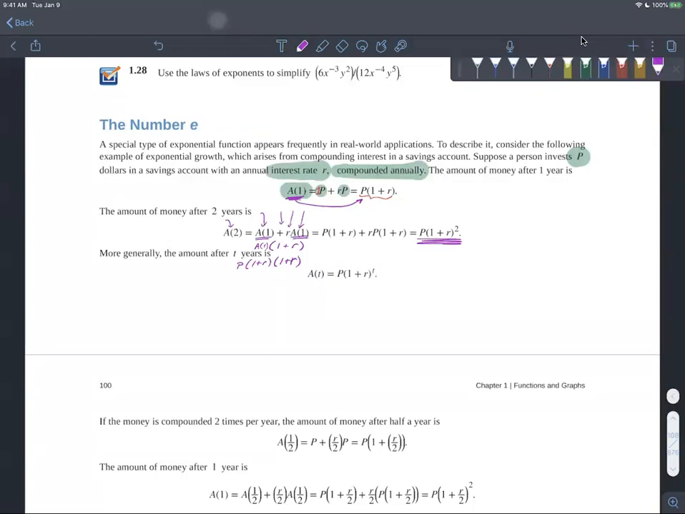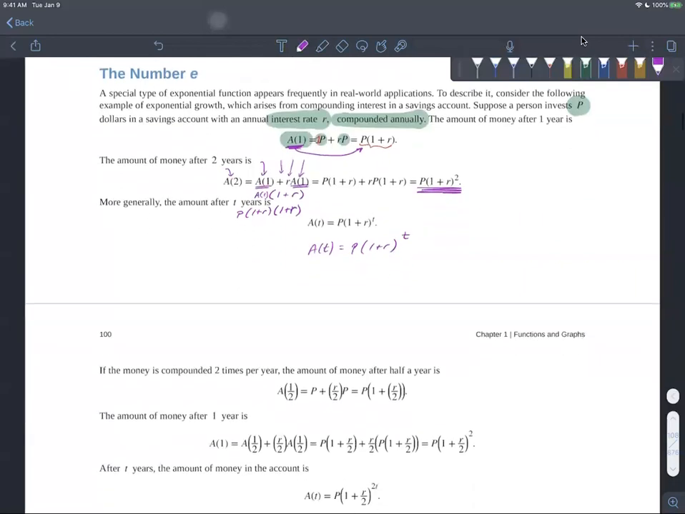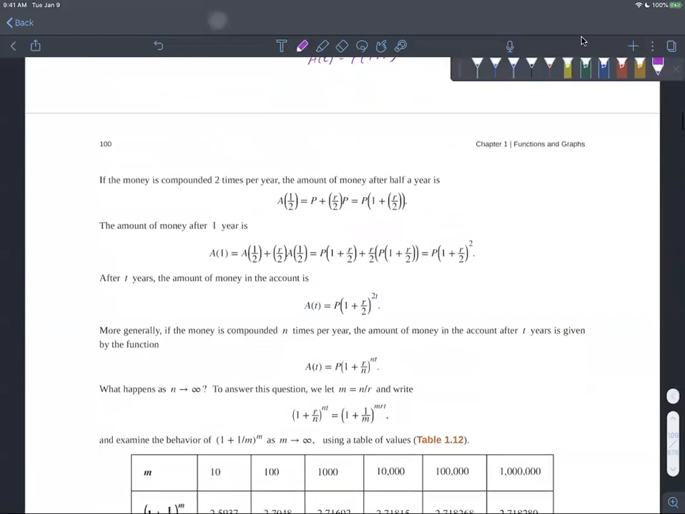So then we can see in general, after T years, the amount in that account is going to be A of T equals the principal times 1 plus R raised to the T. Okay. Where is that E showing up? Oh, it's coming here pretty soon.